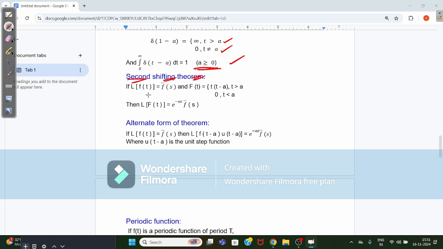Now comes the second shifting theorem. If L of f of t is equal to f bar of s, and f of t is equal to f of t minus a if t is greater than a and 0 if t is less than a, then L of f of t is equal to e power minus as f bar of s. Alternate form of the theorem: if L of f of t is equal to f bar of s, then L of f of t minus a u of t minus a is equal to e power minus as f bar of s, where u of t minus a is the unit step function.